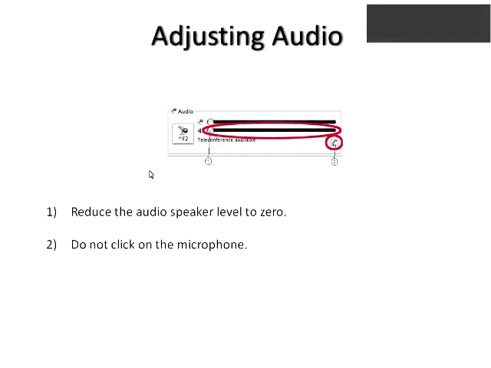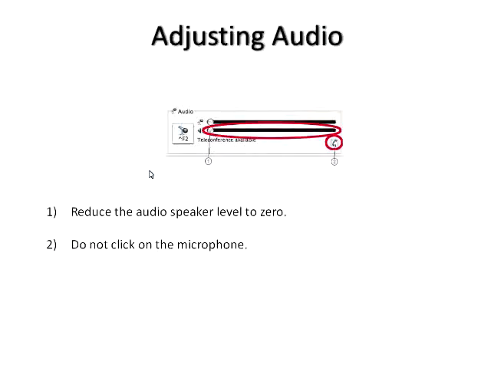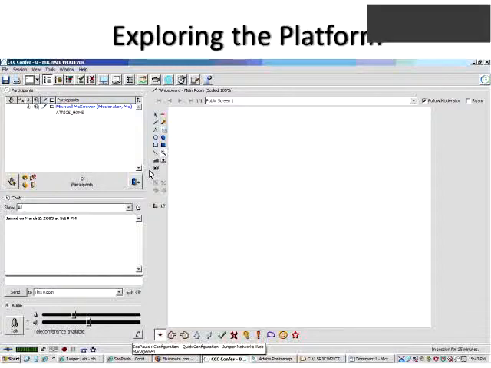So how many are from California here? Okay, you're in luck, because this CCC Confer program is provided free to everybody in California at a community college. It's an extraordinary resource. It's absolutely mind-blowingly wonderful. But if you're not from California, you're not out of luck, because these platforms exist, and you can get access to them and use them as well. CCC Confer currently uses Illuminate. Illuminate is in the process of merging with WIMBA. WIMBA also has a platform like this. There's Cisco WebEx, Adobe Connect. All of these are similar online collaboration tools and environments. But we're going to show you CCC Confer, because a lot of you are from California, and it's free, and it's absolutely amazing.